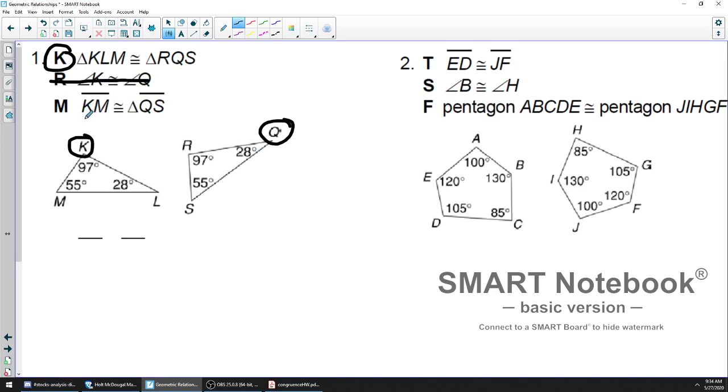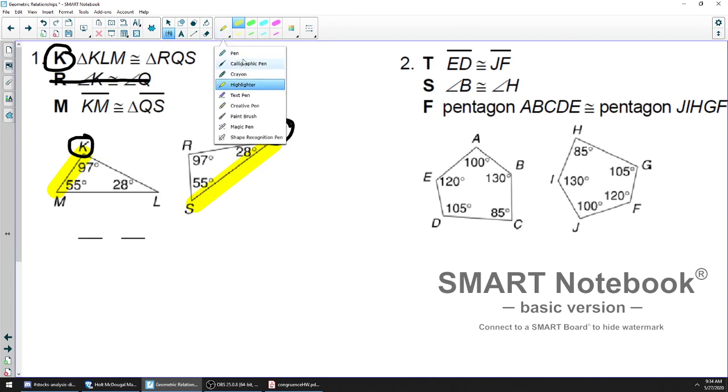Let's look at this. KM is the same as QS. So this side is the same as this one. No, they look completely different. This one's a short side, this one's a long side. So we know that this is also incorrect. So for 1, it would be K. Let's look at number 2.